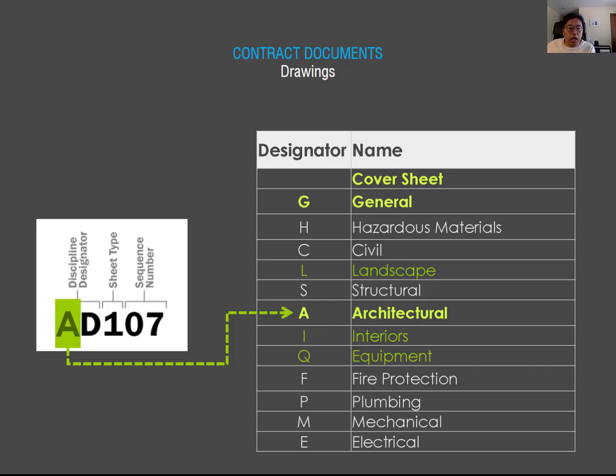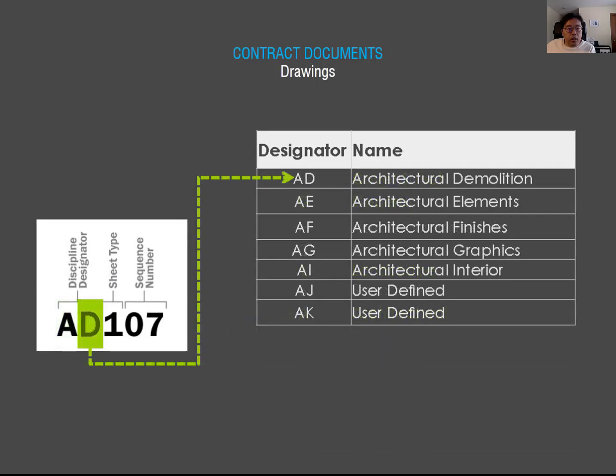So take AD. You say A, and you can follow this designator and name here. So A is architectural. The next one, what about the D? D means demolition. So AD equals architectural demolition. So this sheet is about architectural demolition.